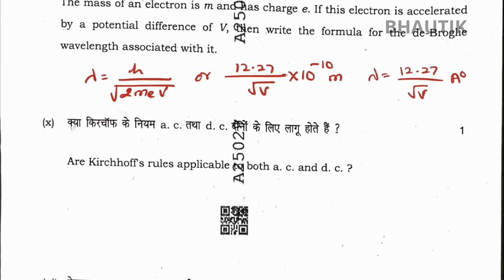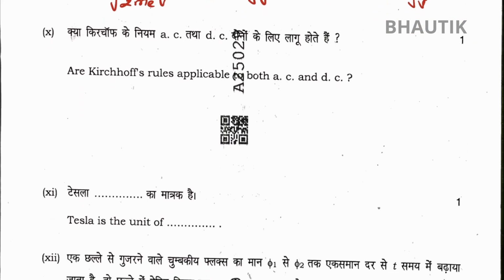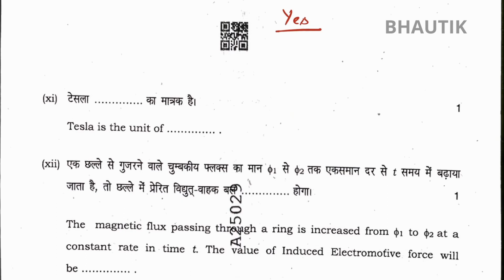Next question is: are Kirchhoff's rules applicable to both AC and DC? Yes, these are applicable. So the answer is yes. Next is: Tesla is the unit of magnetic field intensity.